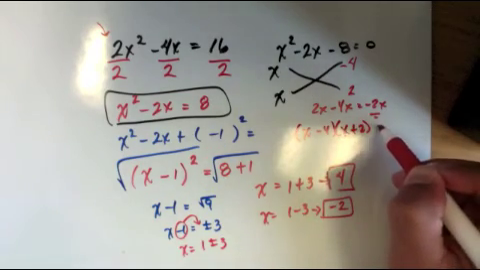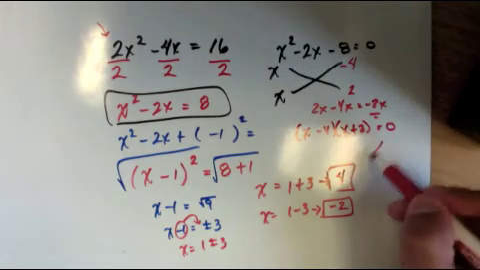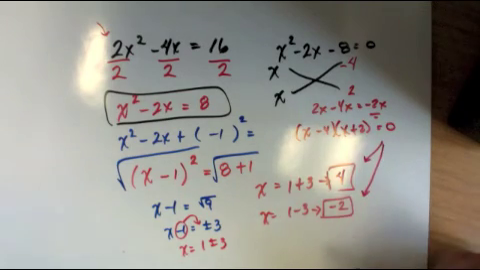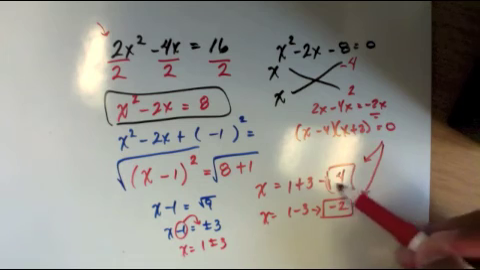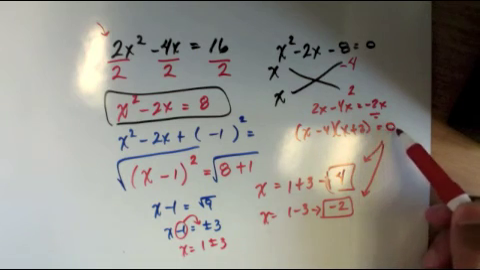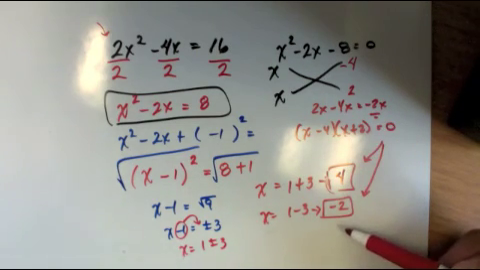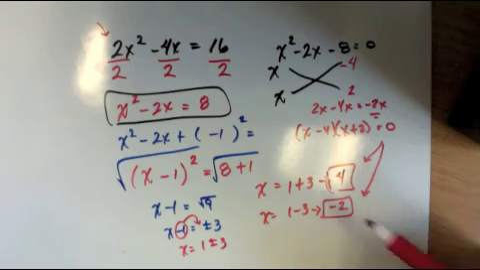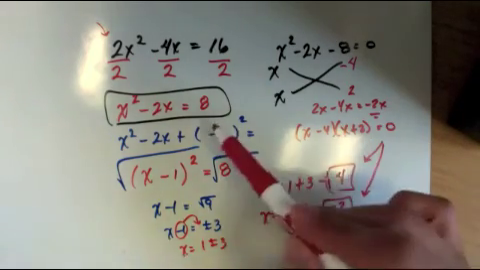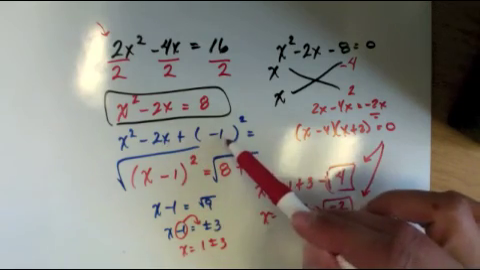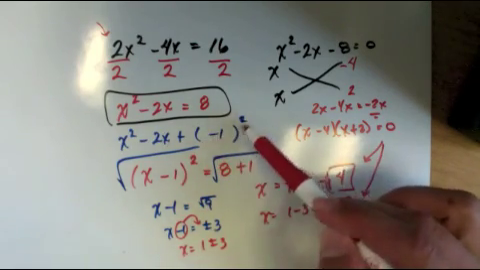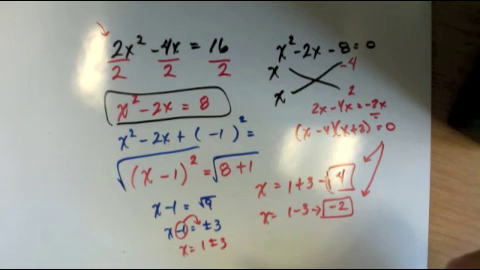And then once you set it equal to 0 and solve it, you're going to get the exact same thing. X minus 4 equals 0, you're going to solve it and get 4. X plus 2 equals 0, and you're going to get minus 2. Alright? But the important thing, completing the square, take half of the middle coefficient and then square it. Alright guys? Hope that helps. See you next time.